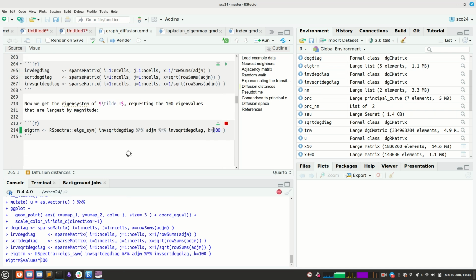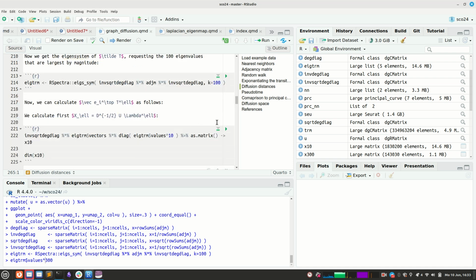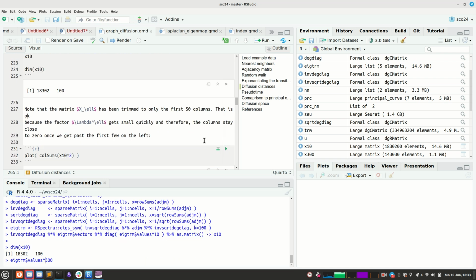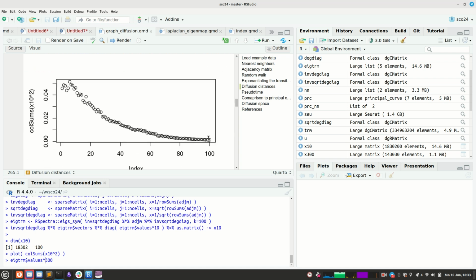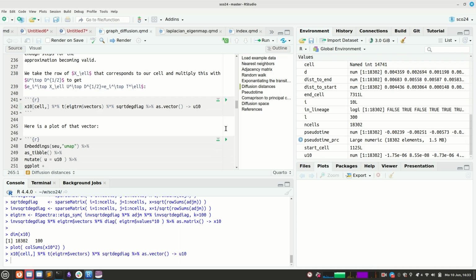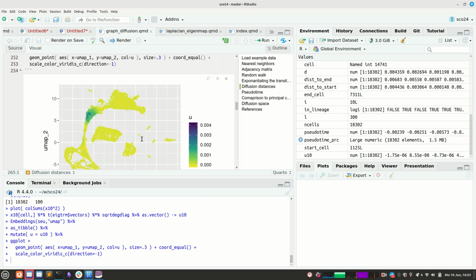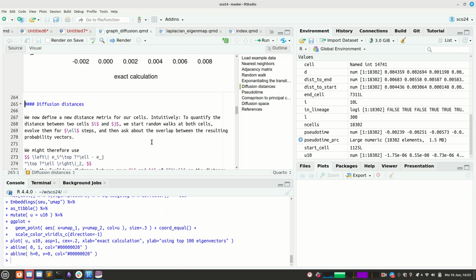expansion. Calculate here the top 100 eigenvalues, which, as you see, takes a couple of seconds, but it's not dramatic. It should be finished any moment now. And now I can see how this goes down with the first 100 eigenvalues if I calculate 10 steps. And if I were to calculate not 10 steps, but 100 steps or so, it goes down even more quickly. So now we have this part here, and we compared the two results.